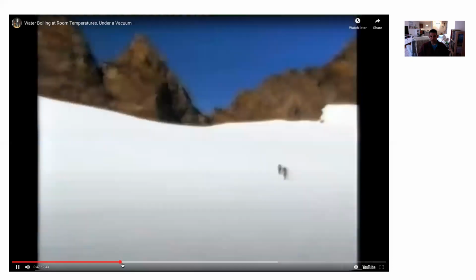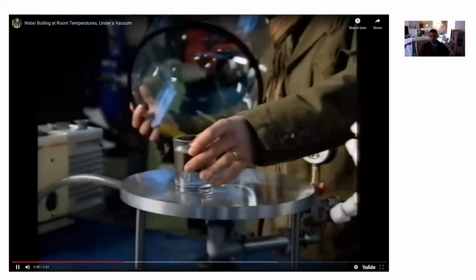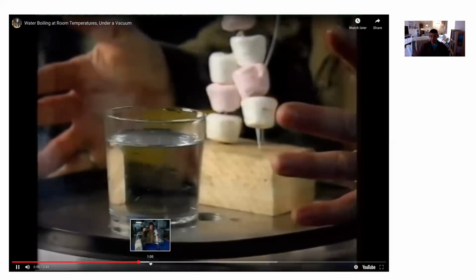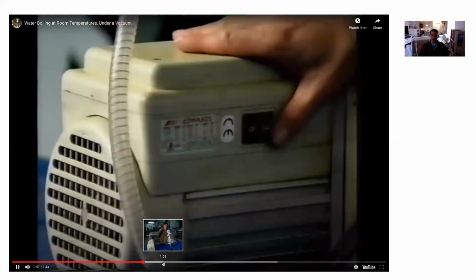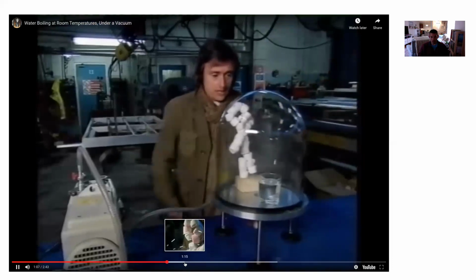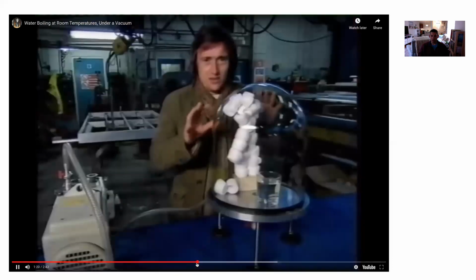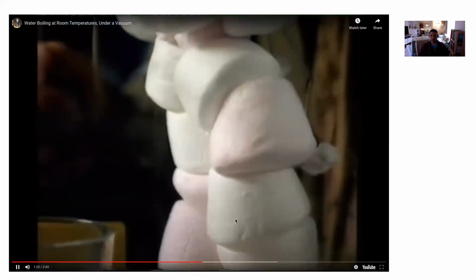Now I'm just going to skip ahead a little bit in it. But what they're using in this video is a vacuum pump. And so what they're going to do is lower the atmospheric pressure on it. So as they lower it, the water will eventually boil. They have the marshmallow there just to show the marshmallows expand. We'll talk about that next week. But we want to just watch what happens to the cup.